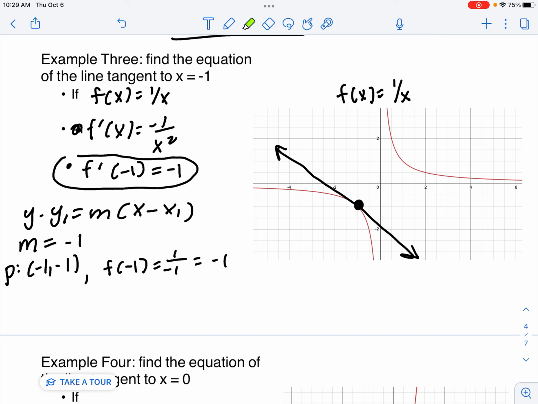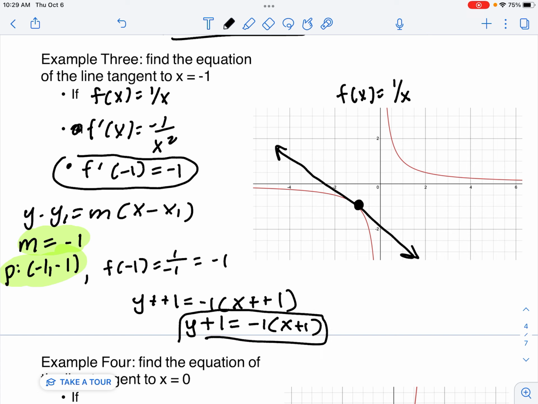So now that I have my two pieces of information, I'll just do y minus -1 equals -1 times x minus -1. And I can subtract a negative, it's just adding. So I'll get y plus 1 equals -1 times x plus 1. And that is the equation of this line right here.